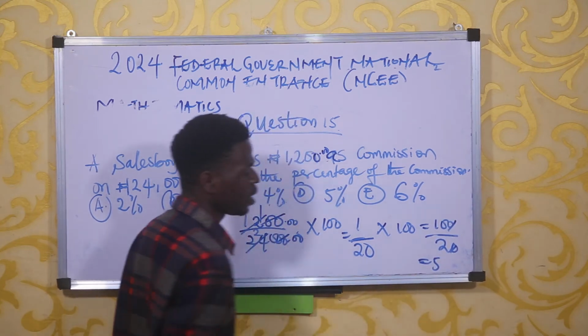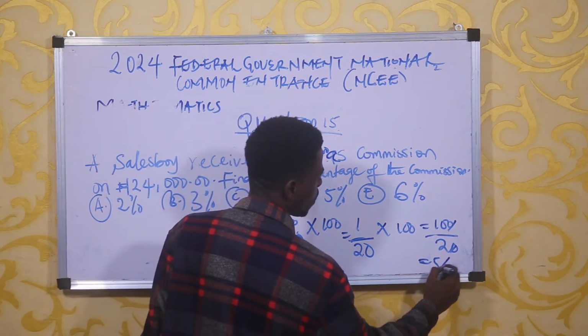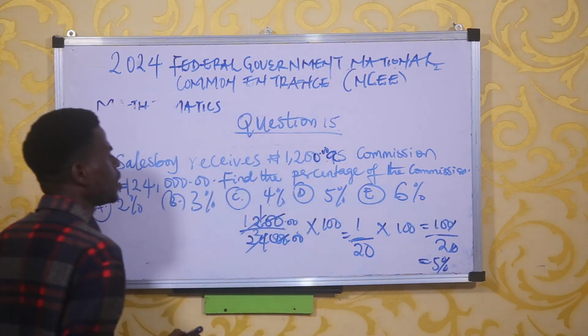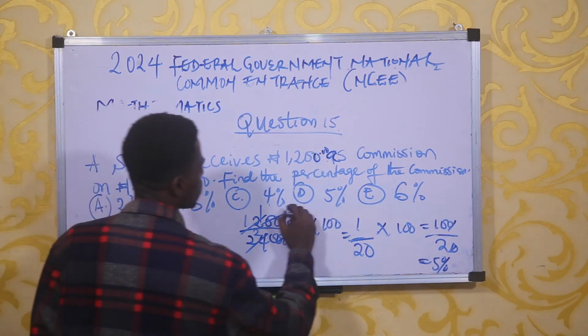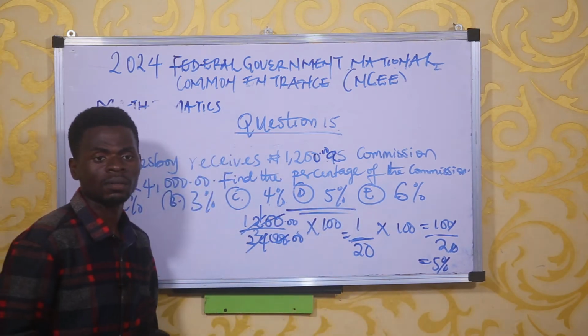So our answer is 5%. In this place, our answer is option D, that's 5%. So thank you.